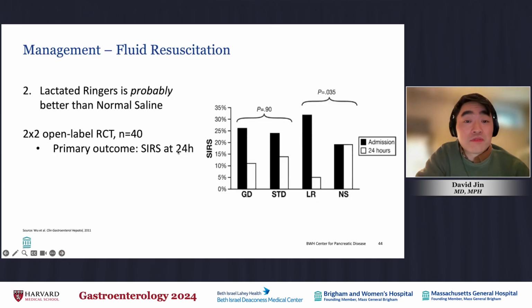When it comes to type of IV fluids, lactated Ringer's is probably better than normal saline. This was a small RCT performed at the Brigham, comparing LR to normal saline. And the study authors found that lactated Ringer's was associated with decreased rates of SIRS at 24 hours compared to normal saline.